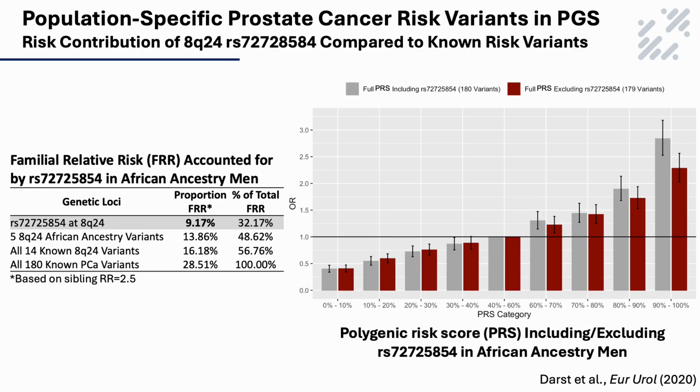Another way we addressed this question was by developing a polygenic risk score, including and excluding our 8q24 variant, looking first at the full GRS with all 180 variants represented by the gray lines in this bar. The odds of prostate cancer for those in the top PRS decile is about 2.75. When we exclude our rs727 variant, that drops down to 2.25, clearly displaying that a large proportion of the effect captured by the full PRS can be attributed just to this rs727 variant alone.